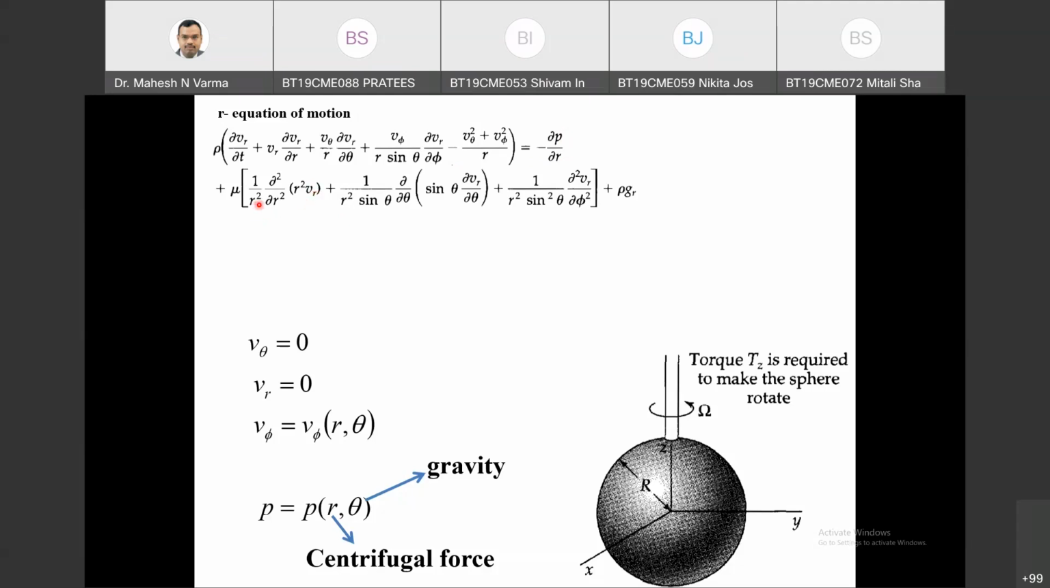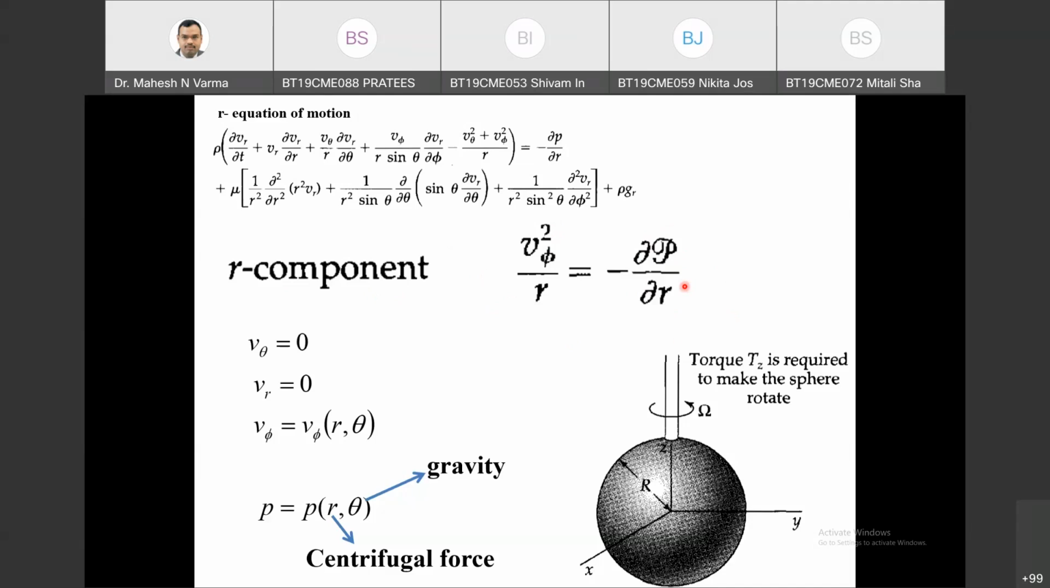Vr equals 0, hence this is equal to 0. Vr equals 0, this is equal to 0. Vr equals 0, and gravitational force is neglected, hence gR equals 0. So V phi square divided by R and del P by del R are non-zero. This is what I will get. This is the R component after substituting all the information, and this will give me the variation of pressure with respect to R.